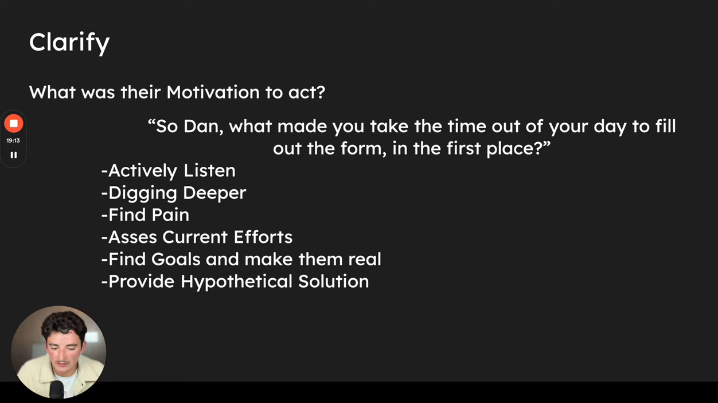Now, an important thing to do after we assess current efforts is I want to find their goals and I want to make them real. So let's just say I ask him, what have you been doing to try and escape the 9-to-5? And he's like, oh, I tried a social media marketing agency. I've tried growth operating. It's just those opportunities really didn't work.